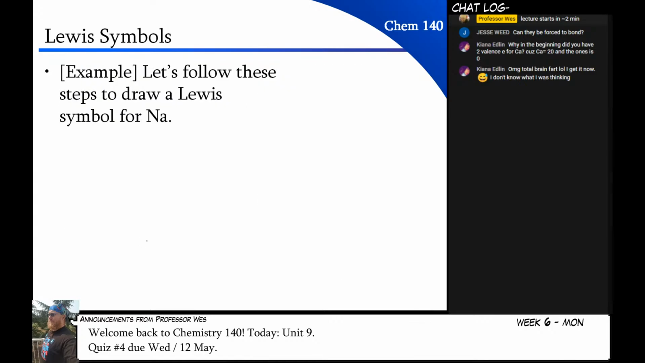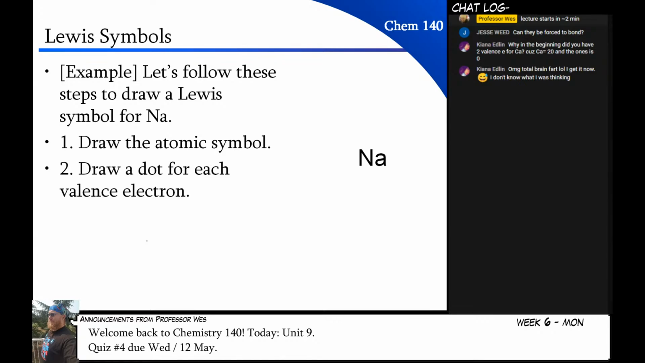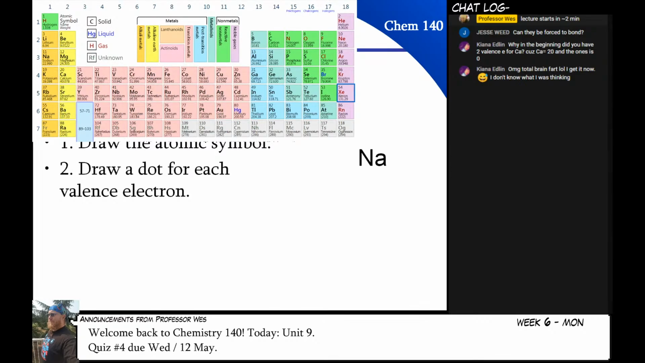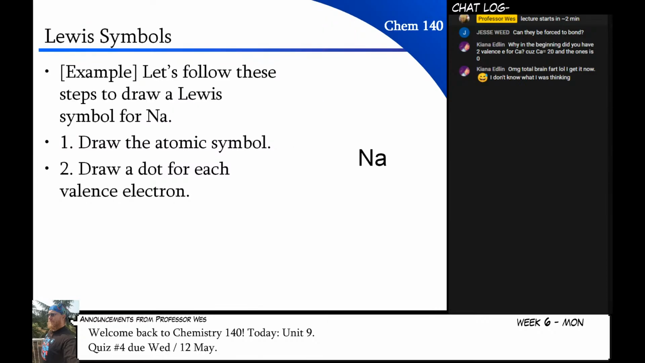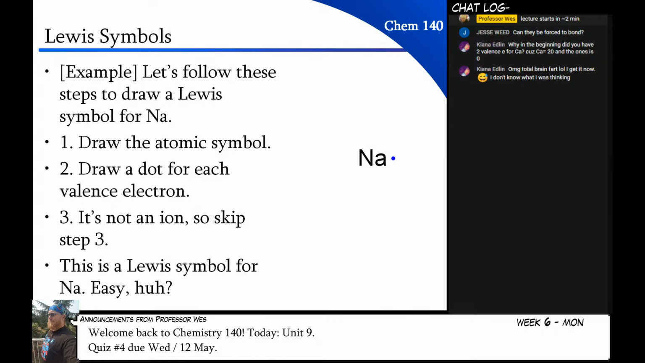So let's do an example for sodium. This is going to be really easy. Step 1, draw the atomic symbol. There you go. Step 2, draw a dot for each valence electron. According to the periodic table here, sodium has 1 valence electron because it's in group 1. So I would just draw 1 dot. That's it. It's not an ion, so we don't draw the brackets around it. And you're done. Easiest thing ever, right? You just have to be able to count the number of valence electrons and you're all set.